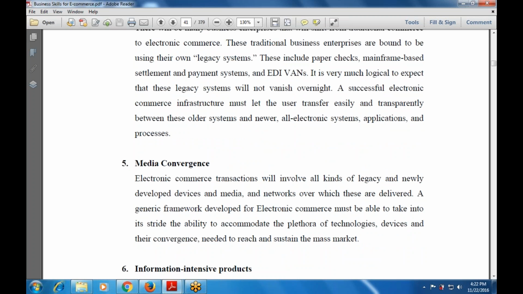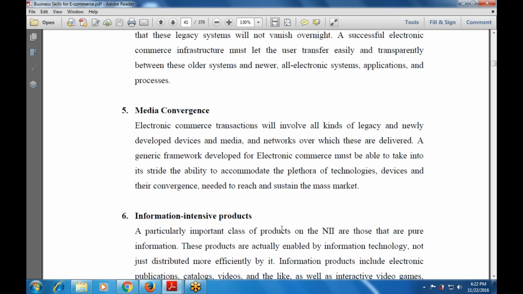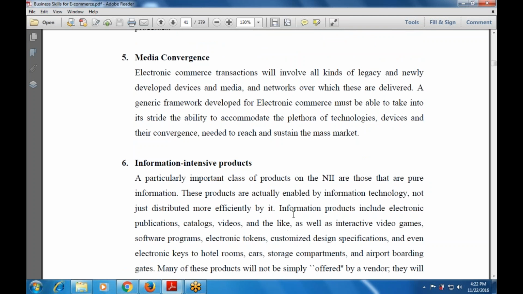Then media conversions. That means media is also linked with the devices, with all kinds of legacy and newly developed devices and the media over which it is delivered. That is used with the generic framework for e-commerce, which must be able to take in stride the ability to accommodate the technology, devices, and conversions needed to reach and sustain the mass market.